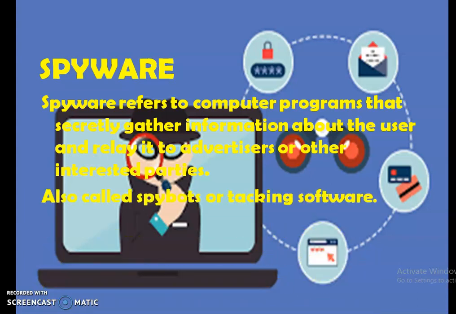Next we have spyware. So this is another kind of malware. Spyware refers to a computer program that secretly gathers information about the users and relays it to advertisers or other interested parties. It is also called spy bots or tracking software. So a spyware is a type of malware that collects and shares information about a computer or network without the user's consent. Unlike other types of malware, spyware is heavily used not only by cyber criminal organizations but also by unscrupulous advertisers and companies who use spyware to collect market data from the user without their consent.